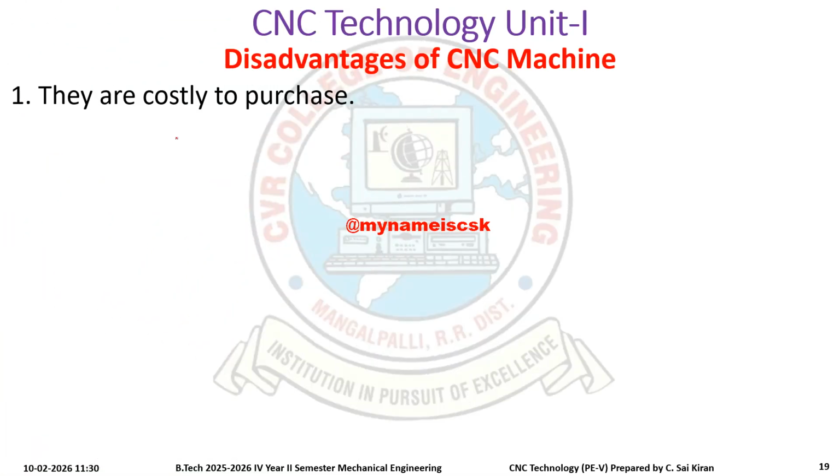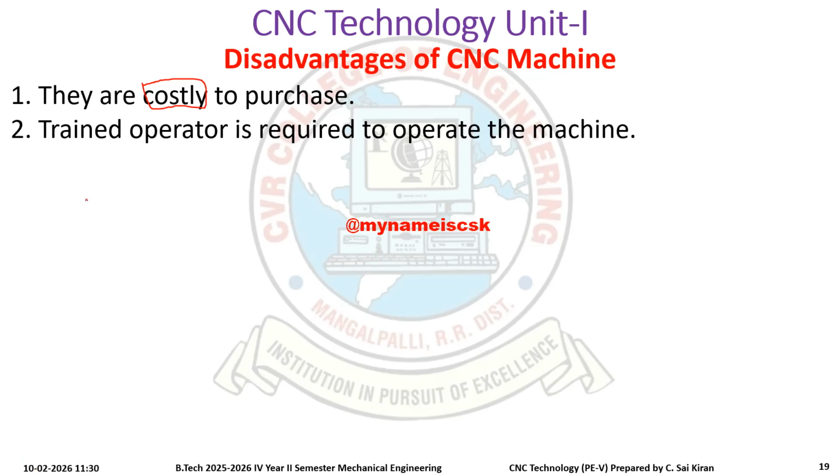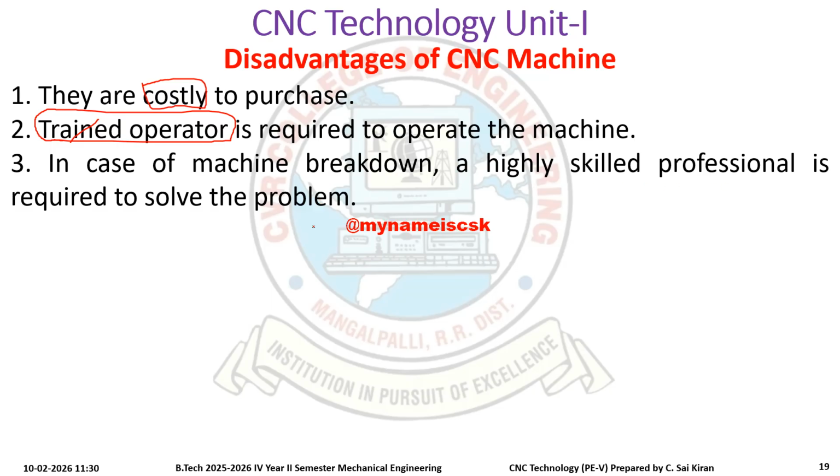Next, the disadvantages of CNC machines. The first thing is that they are very costly. You have to spend lakhs and crores to buy a versatile CNC machine. Then trained operators are required. At least one operator should be highly trained or highly skilled to operate the machine. And in case of machine breakdown, a highly skilled professional is required to solve the problem, because the CNC machine is manufactured outside of your manufacturing unit. So a person has to come from Bangalore or Mumbai or Delhi. Only a highly skilled person can make any repairs on the CNC machine.